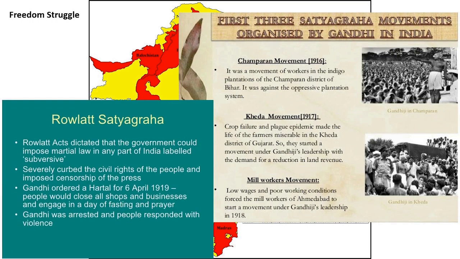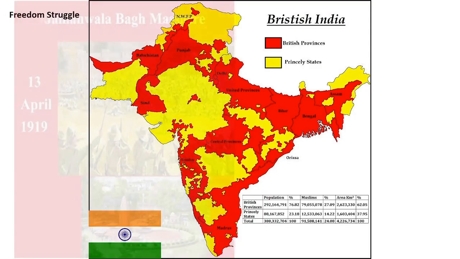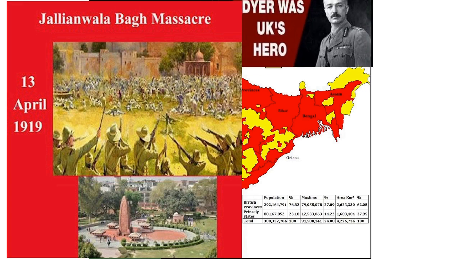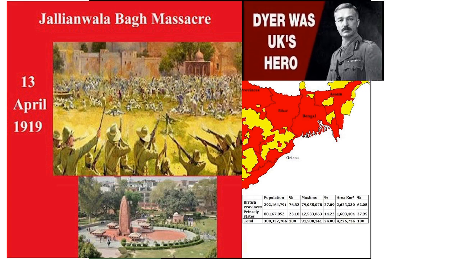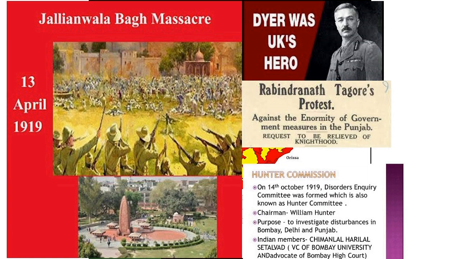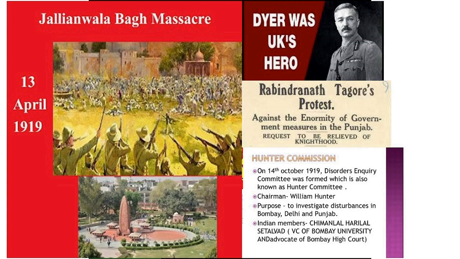Mahatma Gandhi also started the Rowlatt Satyagraha against the Rowlatt Acts, which were nothing but a violation of the civil rights of Indian citizens. Then the saddest day of India came on 13 April 1919, the Jallianwala Bagh massacre by General Dyer. Thousands of innocent Indians were killed in a closed compound in Jallianwala Bagh. Rabindranath Tagore refused to accept his knighthood. The British government formed the Hunter Commission to inquire about the incident.